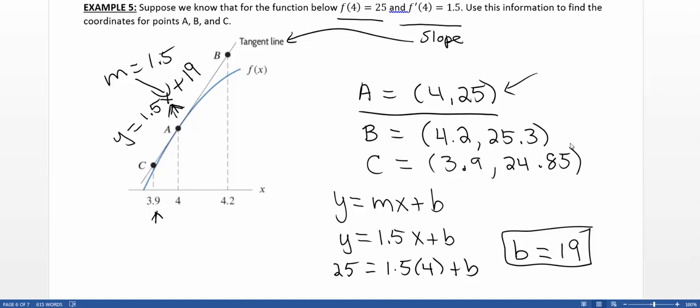So by finding the equation of that line, we were able to find the coordinates of all the points on that line for various x values. And we were able to get the equation of the line because we knew the slope of the tangent line through the information that we had about the instantaneous rate of change.